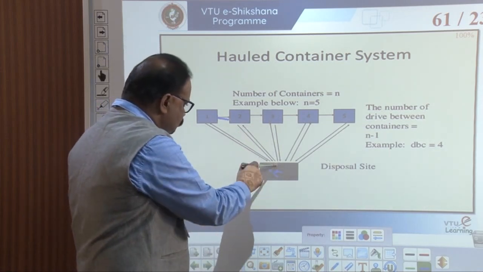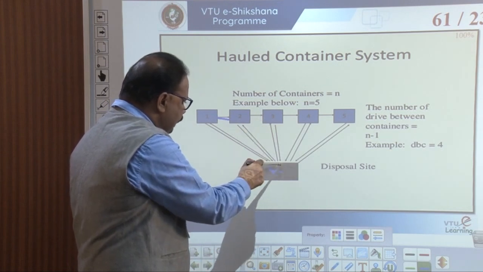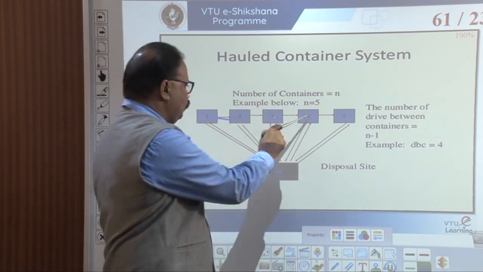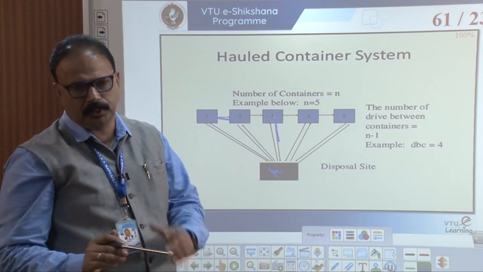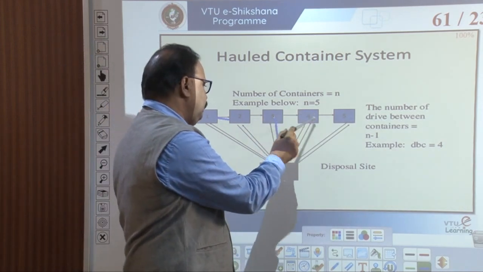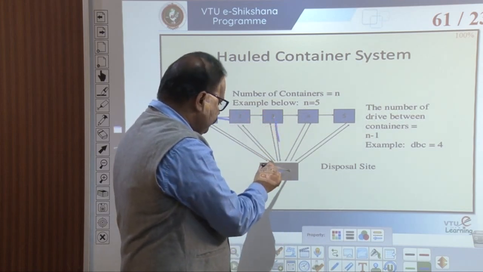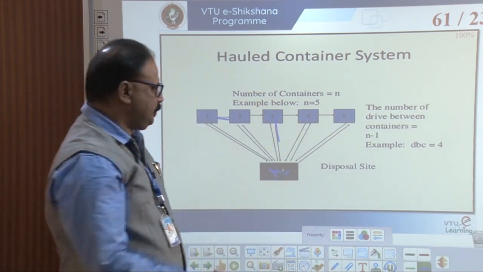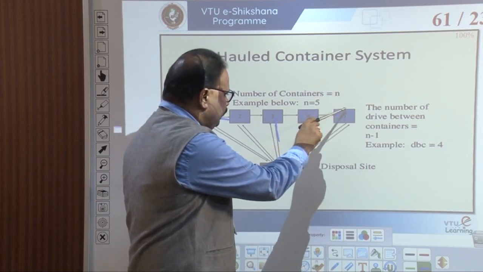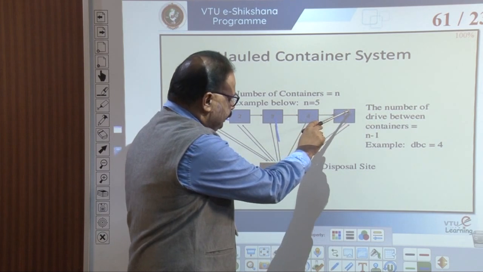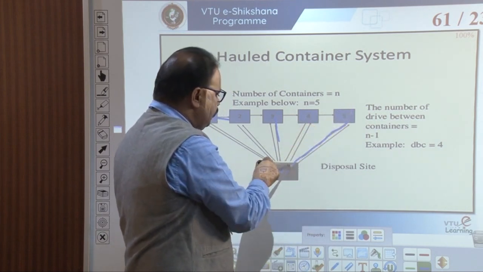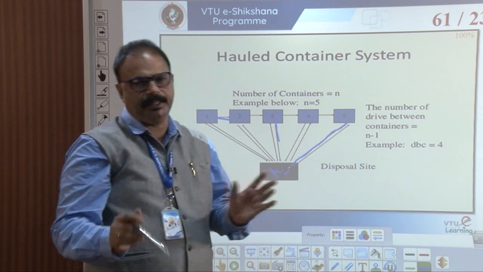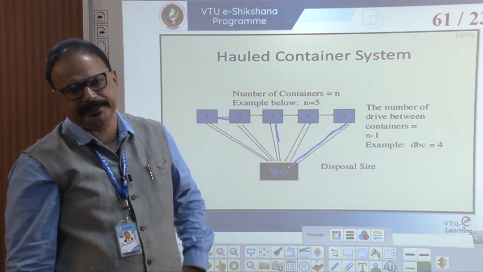At the third area, the container is filled with waste. It lifts the container, moves to the dump yard, empties all the waste, and returns to keep the empty container in the same place. Then it goes to the fourth area, carries the filled container, empties it in the dump yard, and keeps the empty container in the same place. Then the fifth place, and so on. This is called the hauled container system.